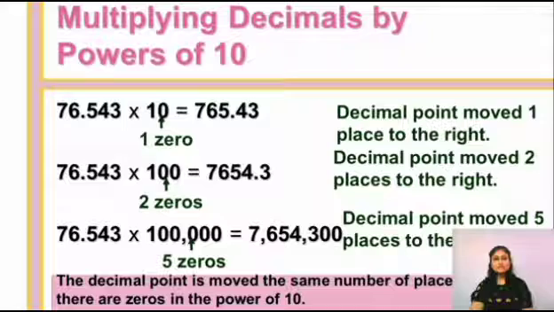76.543 multiplied by 100,000. Here we have 5 zeros, so we move the decimal point to the right 5 digits. Here we have only 3 digits after the decimal point, so we have to insert 2 more zeros to make the answer. So here we have 7,654,300.